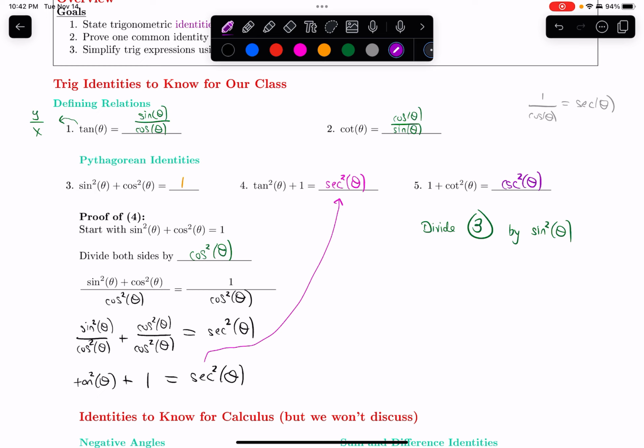Okay, so the one that's the most important to remember is this one. The other ones, even if you don't quite have them memorized, the most important thing is to know how you get them. You just divide both sides of the first one by something, by cosine squared to get this one, divide it by sine squared to get the other one. Eventually, you're probably going to be using these so much that you'll commit them to memory. Alrighty, so those are the trig identities that I want you to know for our class.